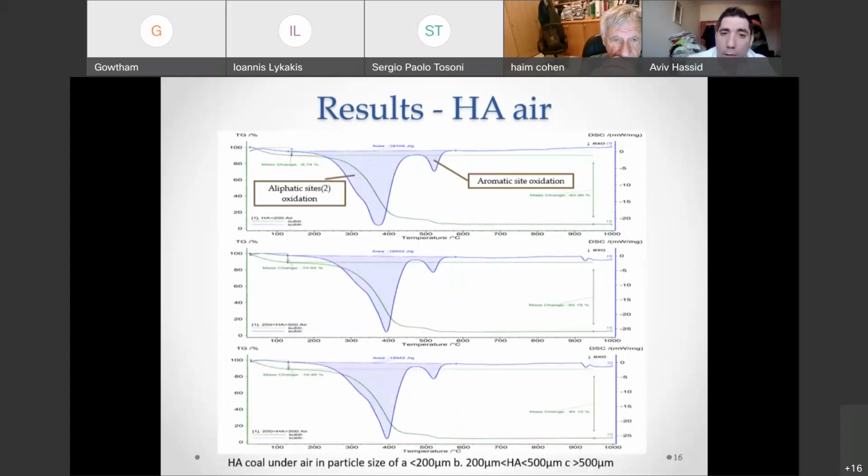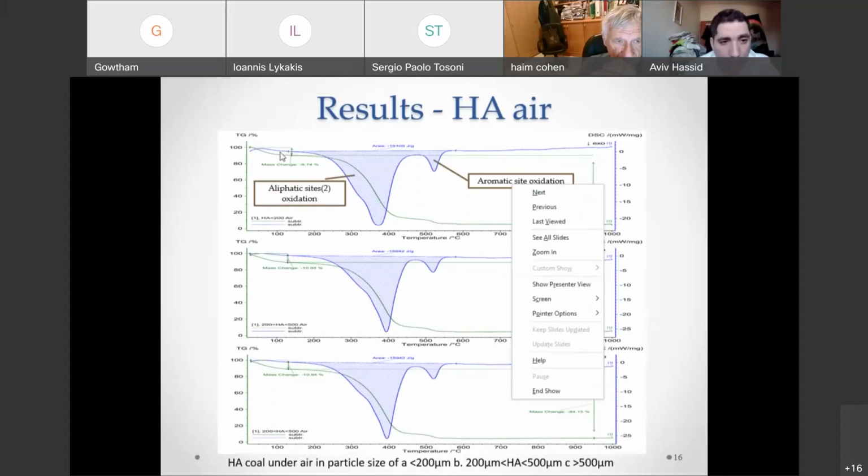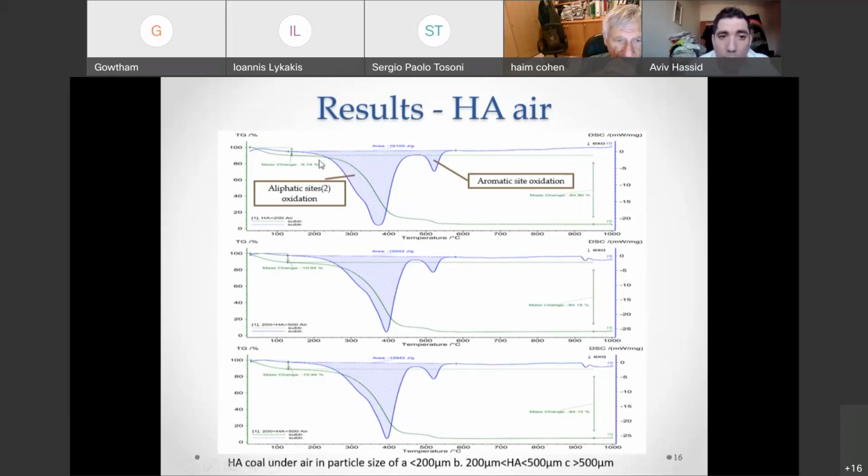Now, with the Hambach, like that, example for result, we can see that first of all there is a much higher mass loss of the treated Hambach coal. Additionally, we can see that in the blue graph of the DSC, there are actually two aliphatic site oxidations, which represent two different groups of aliphatic groups.